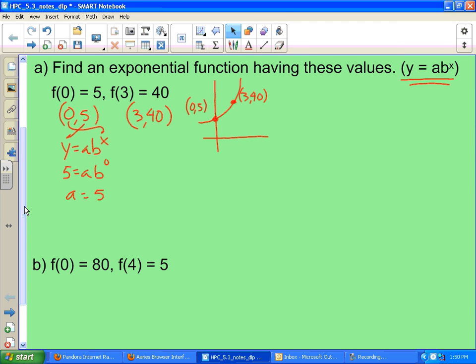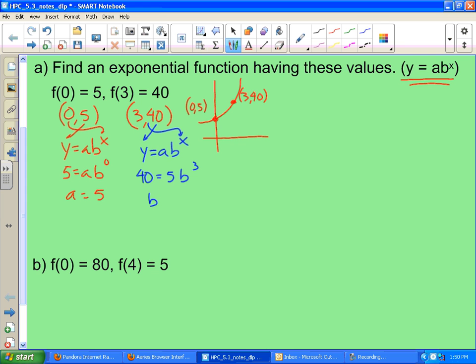Then we do the same thing. Because I have two unknowns, I'm going to have two equations. There's one of them, finding a. Then I have another, y equals a b to the x, but this time y is 40 and x is 3. So 40 equals a, which we know is 5, times b to the 3rd power, and we solve for b. So b cubed equals 8. Take the cube root, and we discover that b is equal to 2. Now I have all my values of a and b that I can write in my equation: y equals a b to the x.